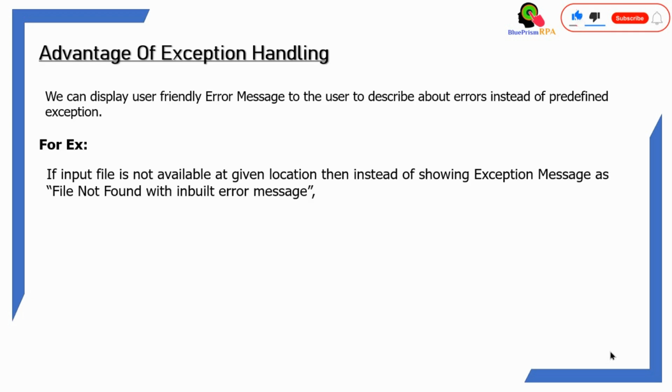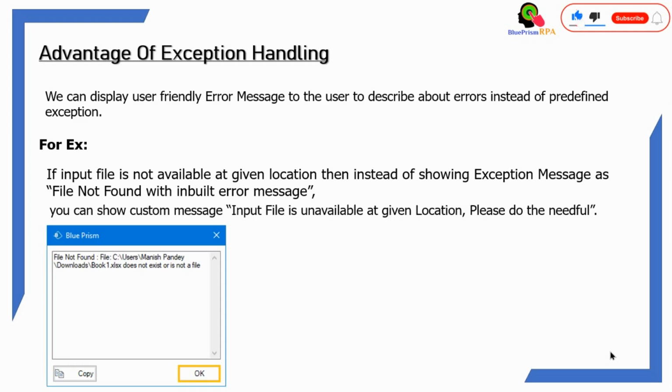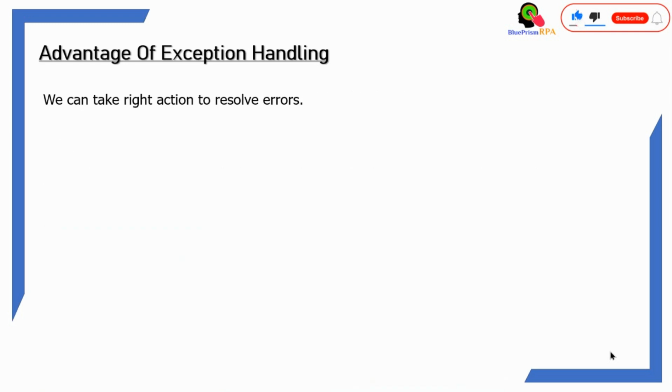For example, if the input file is not available at the given location, then instead of showing an exception message like file not found with the inbuilt error message, you can show a custom message like input file is not available at the given location, please do the needful. You can take the right action to resolve errors.